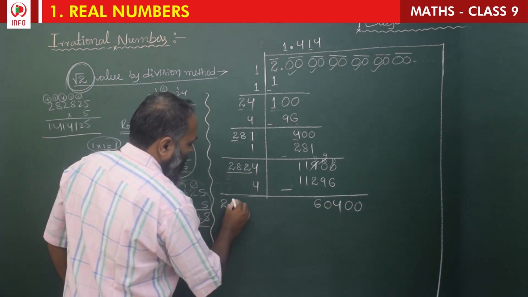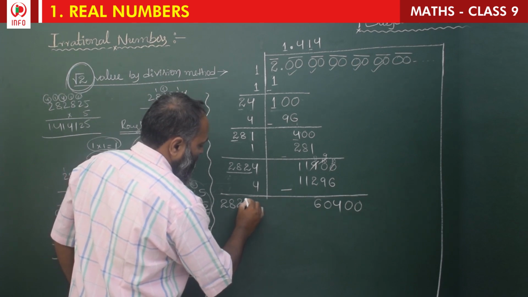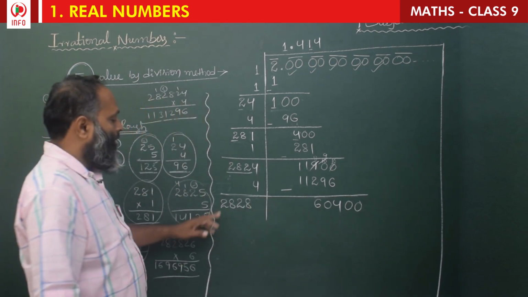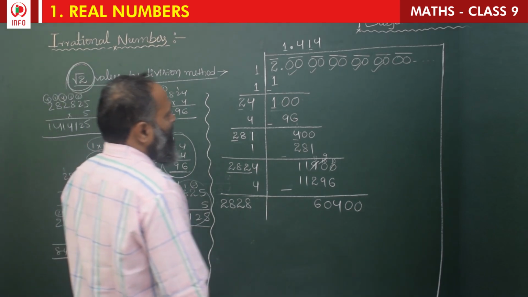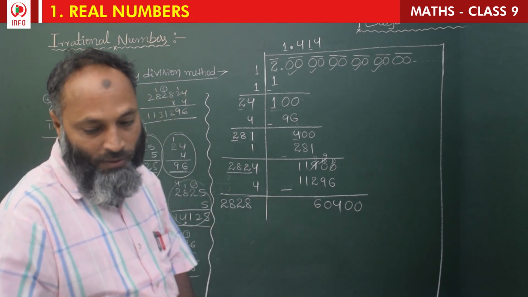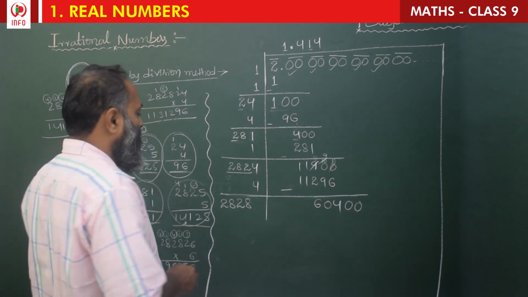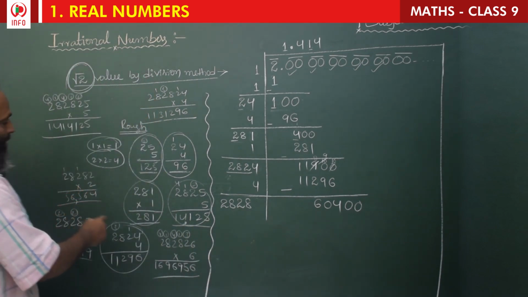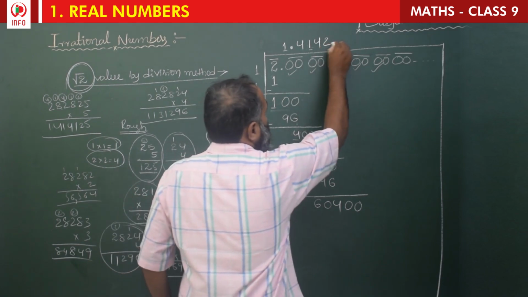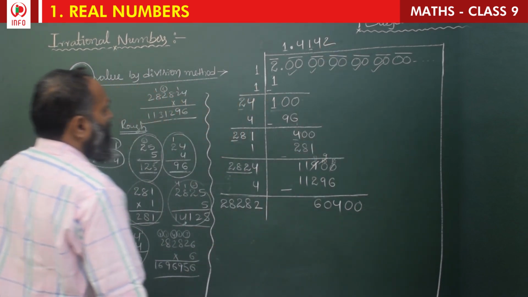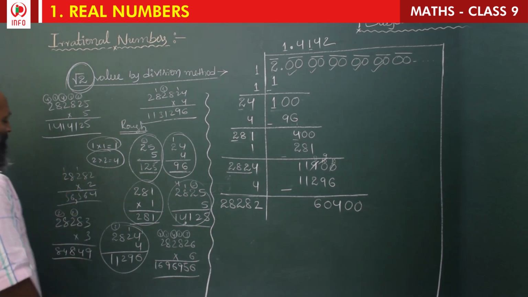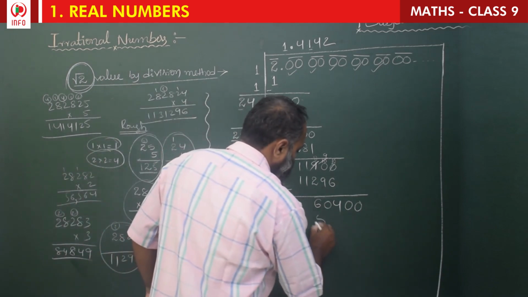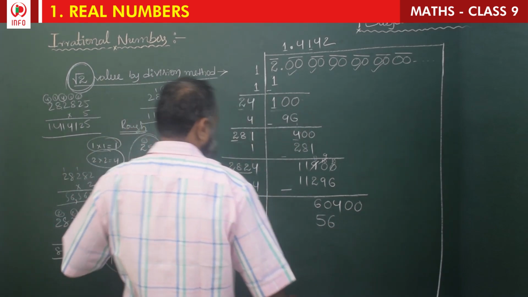So 28,200, so 2,828 we should take. Now in 3s we should check. In 3s what are we getting? That is not getting in 2s. So we will get 2s. That is 28,280 to 2s: 2 2s are 4, 2 8s are 16, 2 2s are 4, 5, 2 8s are 16, 56,564.